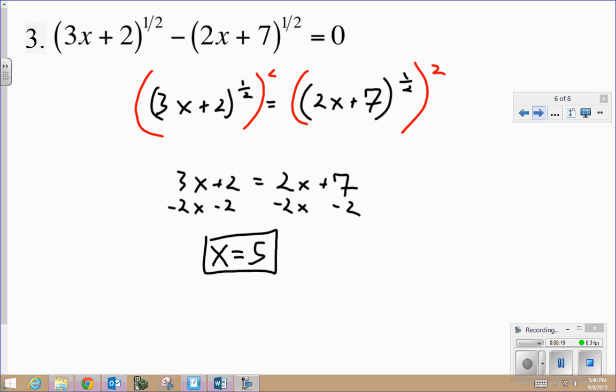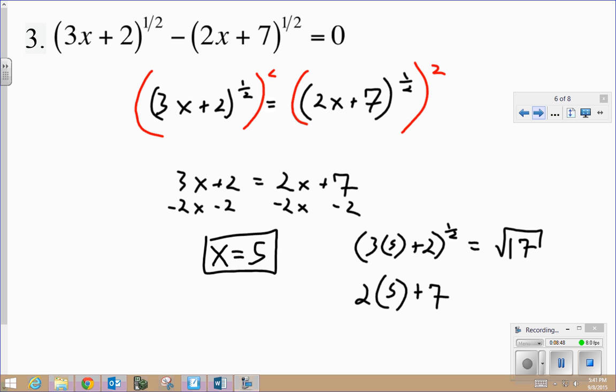Again, I want to check for extraneous solutions. From the left side, I get (3 times 5 plus 2) to the 1/2. Well, that's going to be 15 plus 2, which is 17. So I get the square root of 17 on this side. On the right side, I'm going to get 2 times 5 plus 7, and that, to the 1/2, is also the square root of 17. So when I subtract them, yes, it's going to be equal to 0. So yes, x equals 5 is a solution there.